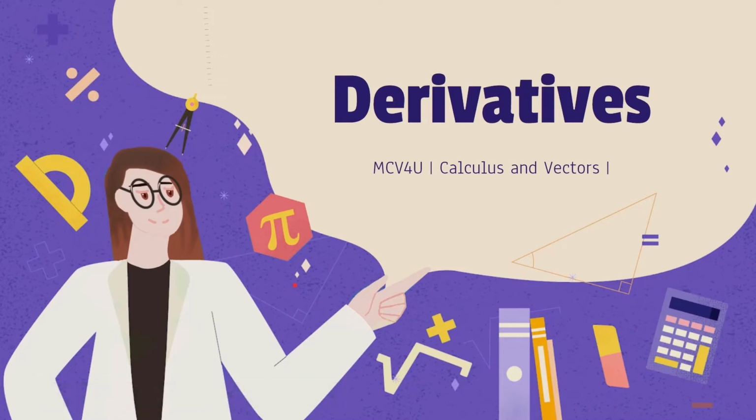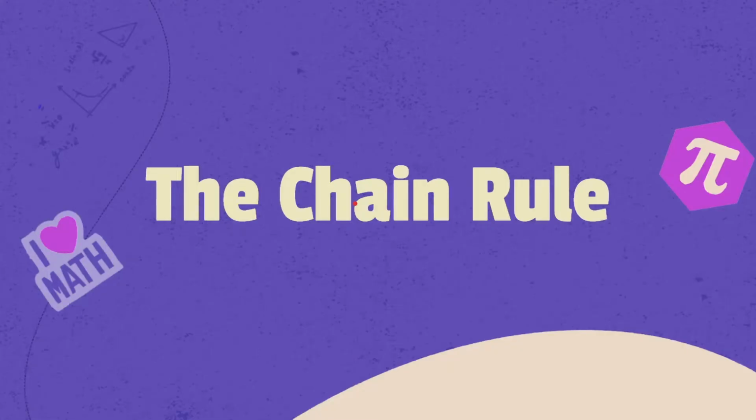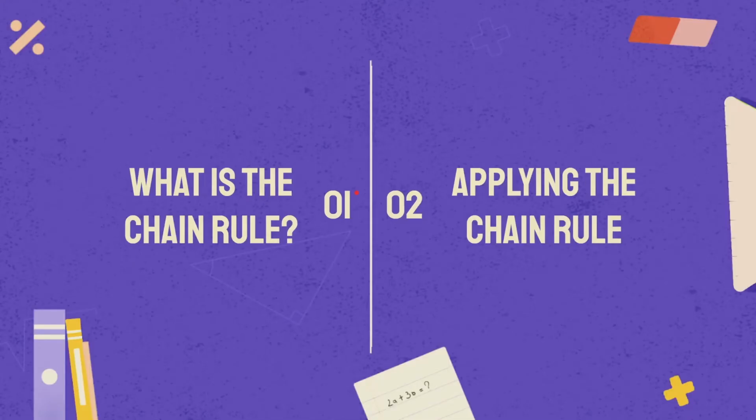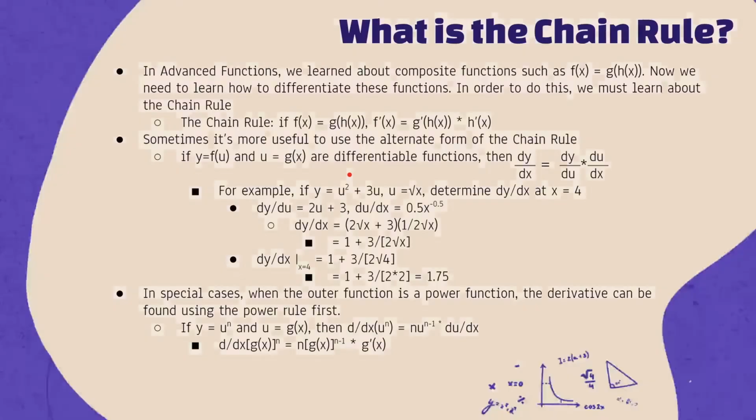Today's topic is probably one of the more difficult ones we'll cover in calculus, and that is the chain rule. The chain rule itself is not that complicated, but once you integrate it with other derivative rules, you realize just how complex things get. So first we're going to talk about what the chain rule is, and then we're going to learn how to apply the chain rule in different scenarios. So let's get started on that.